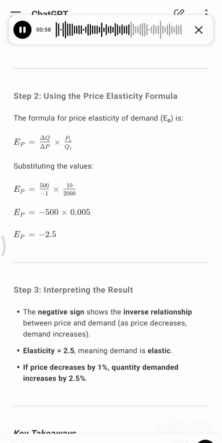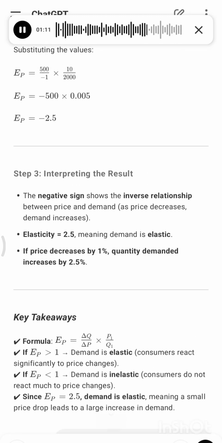Step 3. Interpreting the result. The negative sign shows the inverse relationship between price and demand. As price decreases, demand increases. Elasticity equals 2.5, meaning demand is elastic. If price decreases by 1%, quantity demanded increases by 2.5%.